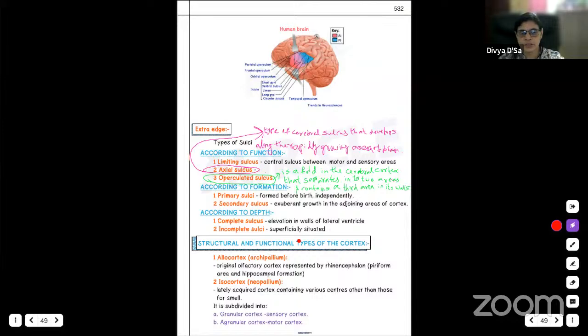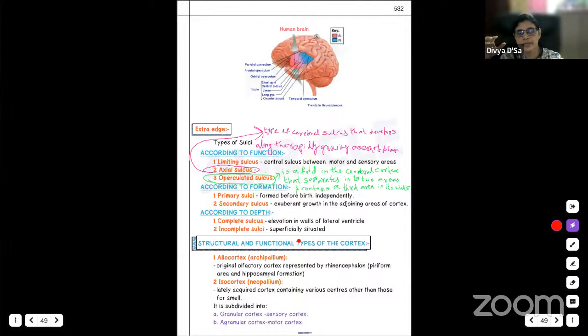Now, types of sulci based on function, formation, and depth. The limiting sulcus: we call the central sulcus the limiting sulcus. Basically, it divides the frontal lobe as motor cortex, whereas the parietal lobe as the sensory cortex. Then there is the axial sulcus, a type of cerebral sulcus that develops along the rapidly growing areas of the brain. So that is the axis.